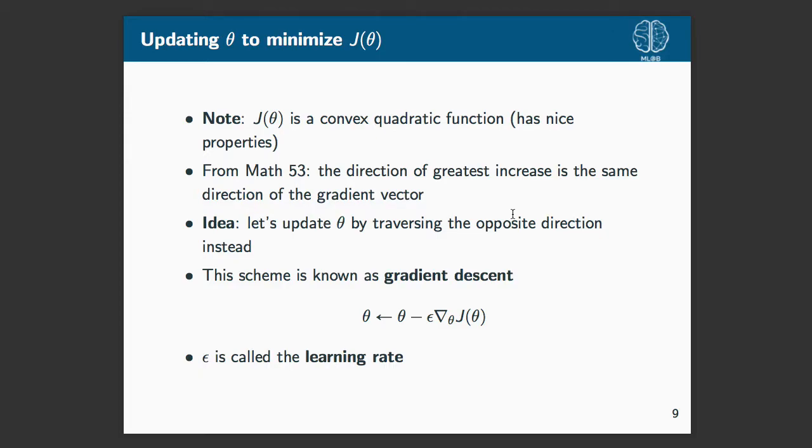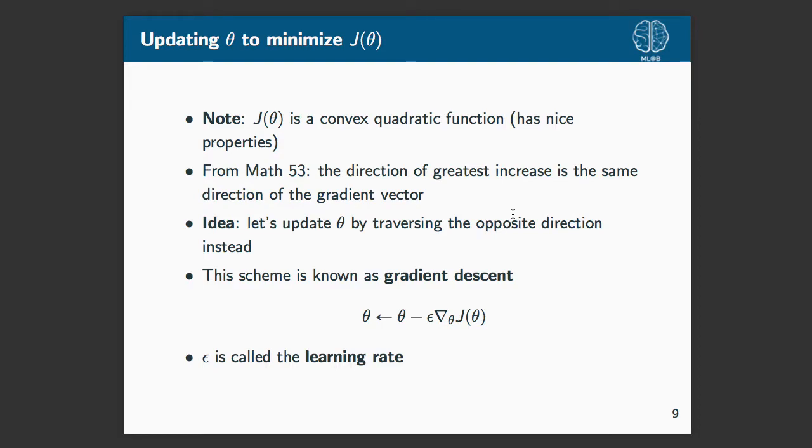And for all of you Math 53 people, we remember that the direction of greatest increase is the same as the direction of the gradient vector. So the direction of the gradient is the direction of greatest increase. In our case, we want to decrease our function J of theta. So rather than going in the direction of greatest increase, let's go in the opposite direction, the direction of greatest decrease. And if we keep going in the direction of greatest decrease, hopefully we'll reach our minimum eventually.